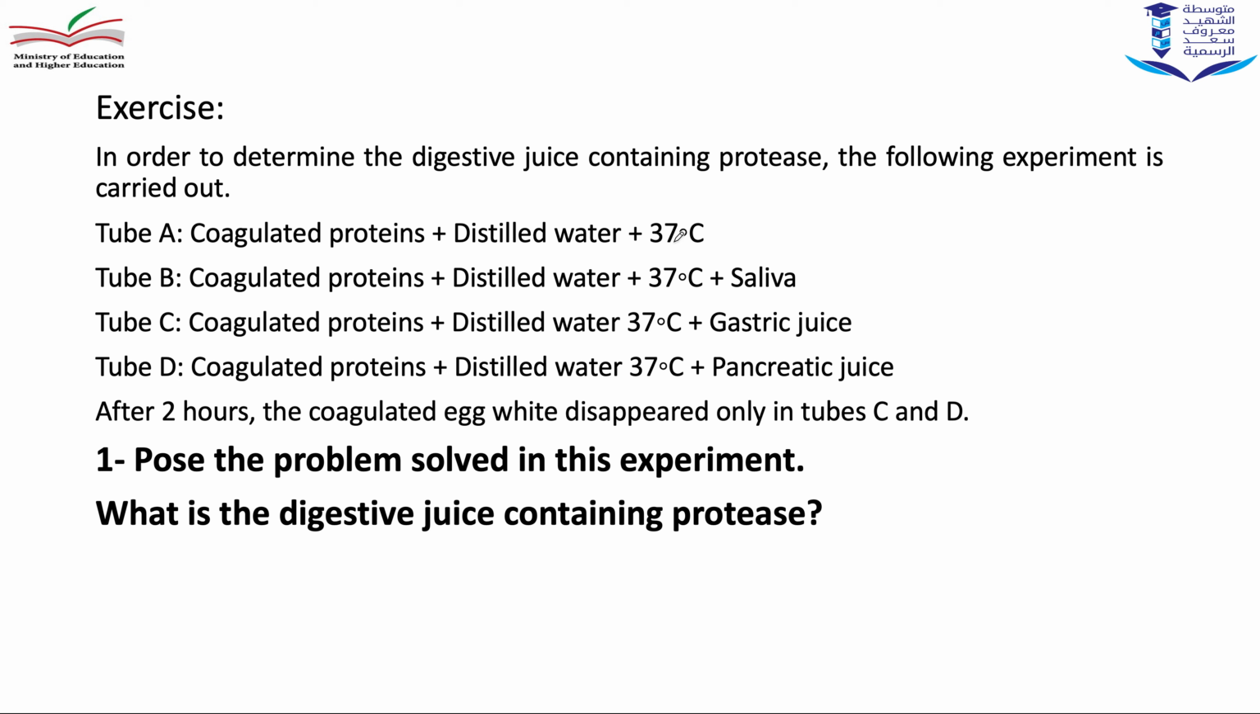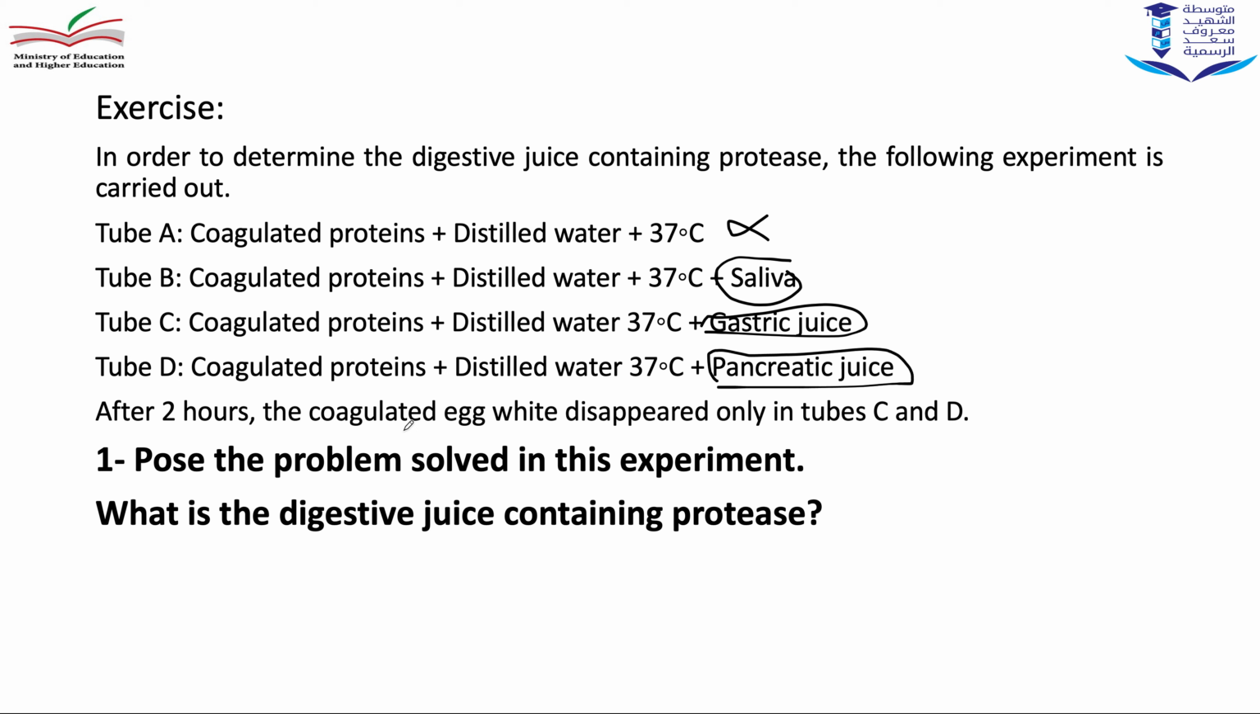So here in tube A we have coagulated egg white or coagulated protein, distilled water, and 37 degrees Celsius. So here I have no juice, it's the control tube. In B I have saliva, in C I have gastric juice, and in D I have pancreatic juice. So here you can see the juices used in this experiment: saliva, gastric juice, and pancreatic juice. And in tube A I have no juices, just coagulated proteins with distilled water and a suitable temperature of 37 degrees Celsius.